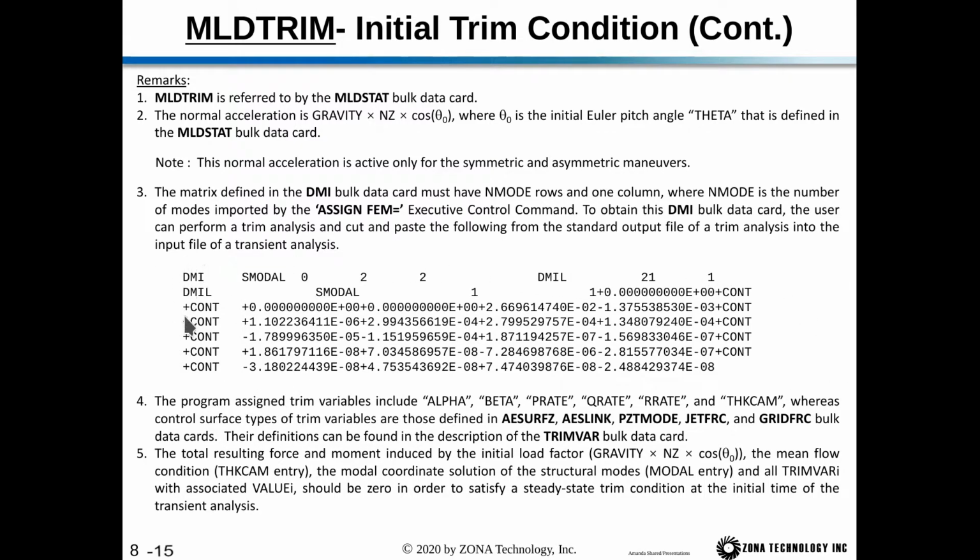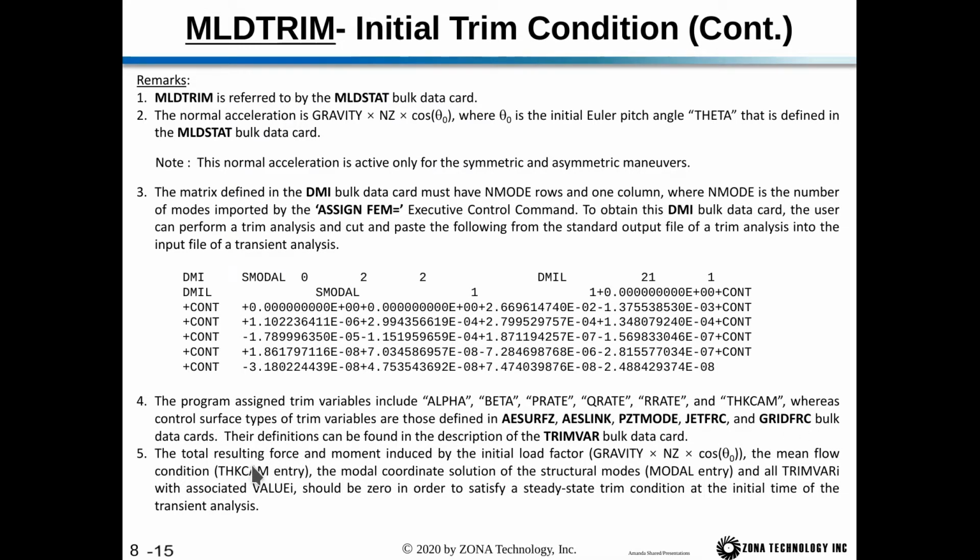So this would be in your ZAERO output file from the trim analysis, which you would copy and paste into your input. For this particular example, we can see that this is from a symmetric analysis. We have 3 rigid body modes. So the modal coordinates of the 3 rigid body modes are all 0. And then for our elastic coordinates, we have these non-zero values. And the program-assigned trim variables include alpha, beta, p-rate, q-rate, r-rate, and THICKCAM.